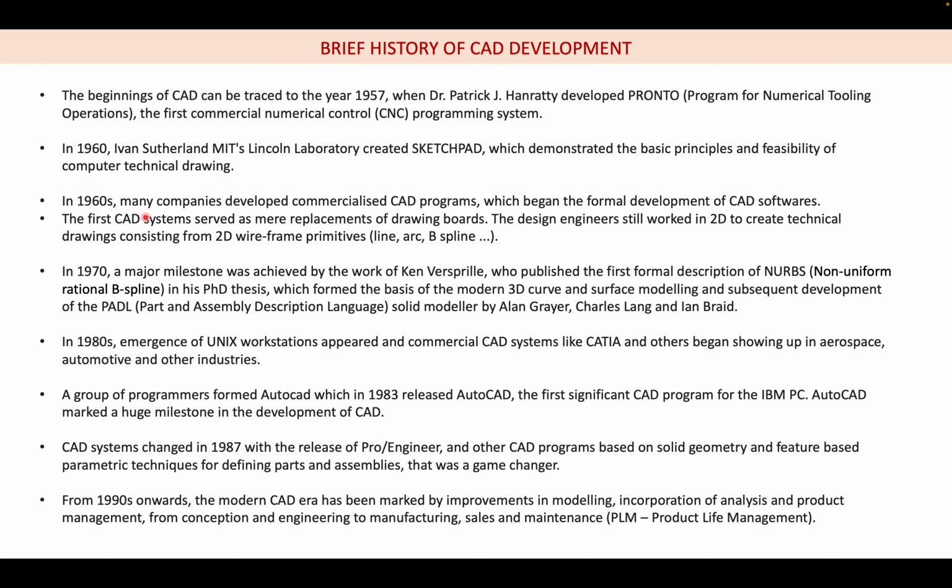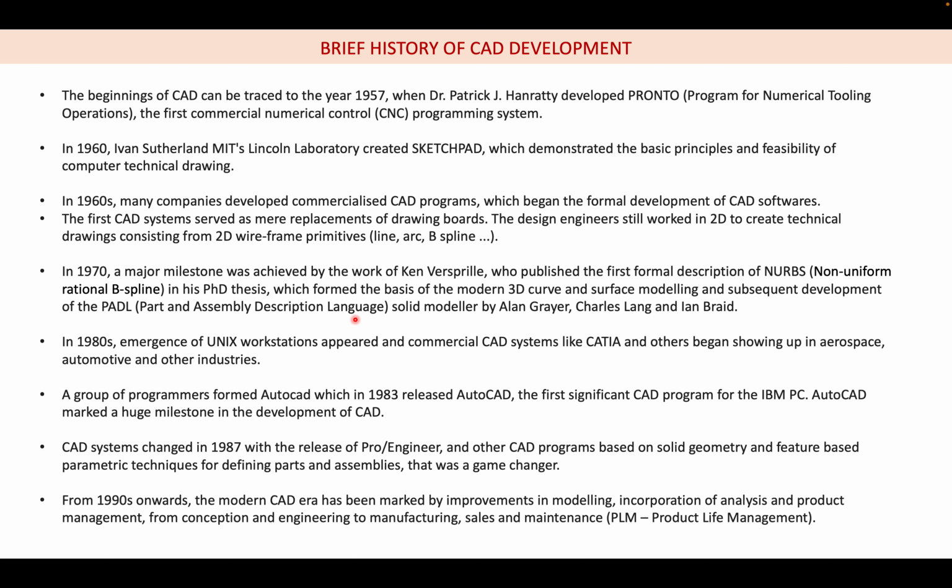Later in the same decade, many companies started to develop their own commercialized CAD programs. This era began the formal development of CAD softwares. These CAD systems, however, were mostly limited to 2D. They served as a mere replacement of your paper or drawing board. The design engineer still worked in the 2D environment, using some basic 2D features like lines, arcs, B-splines, etc.